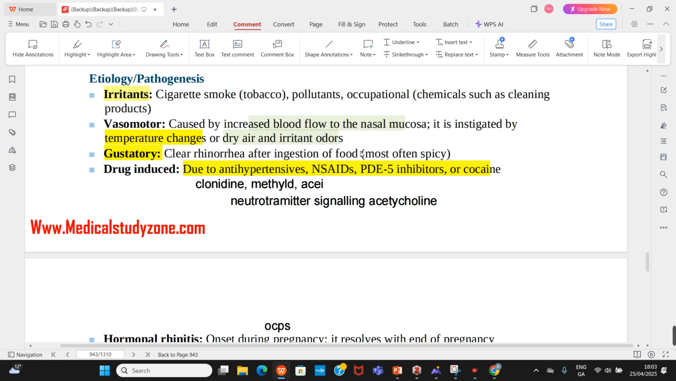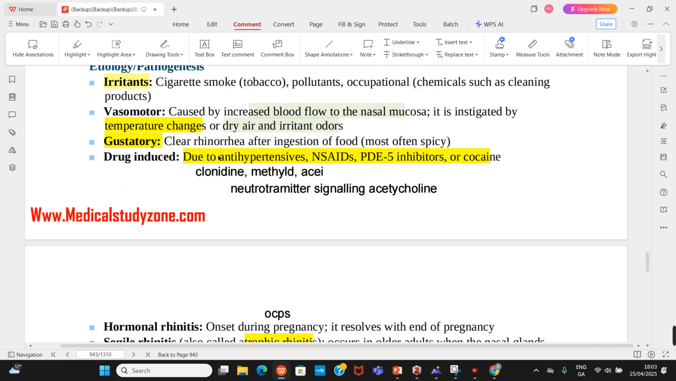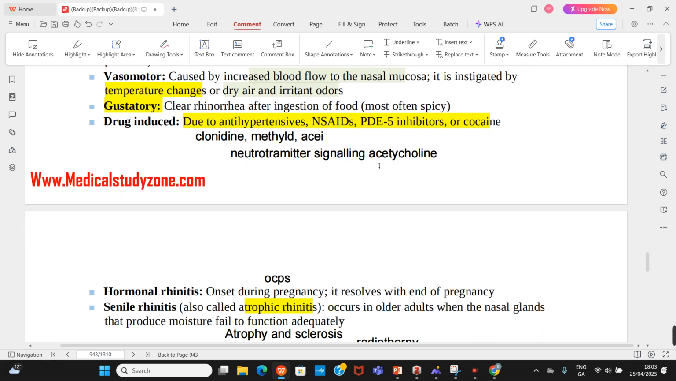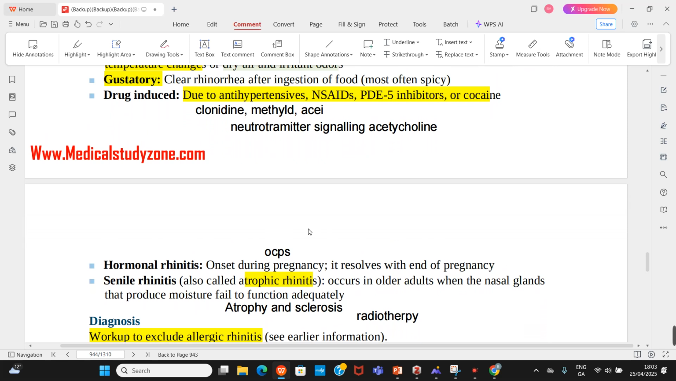Gustatory rhinitis: when we taste some sweet pepper soup, that can cause rhinorrhea. That's gustatory rhinitis from pepper soup. Then drug-induced: people that get exposed to certain drugs, antihypertensives, NSAIDs, cocaine, and the like. We don't need to cram anything here. It's not very likely, but if you want to know it, you can know it. I don't have any acronym for it.